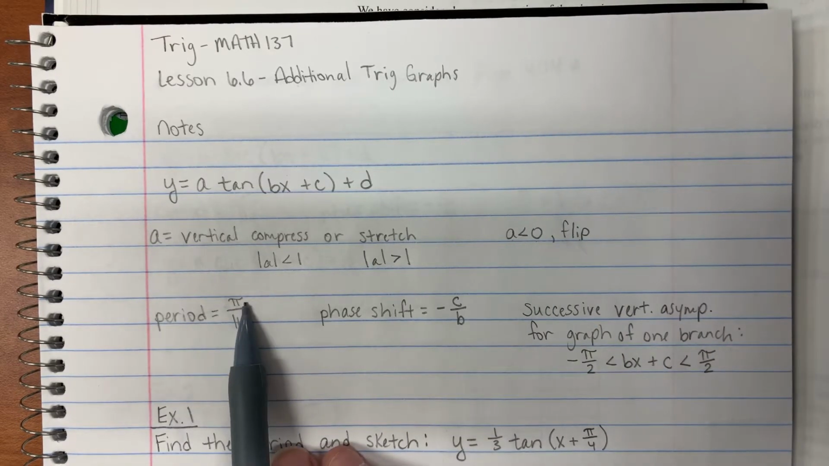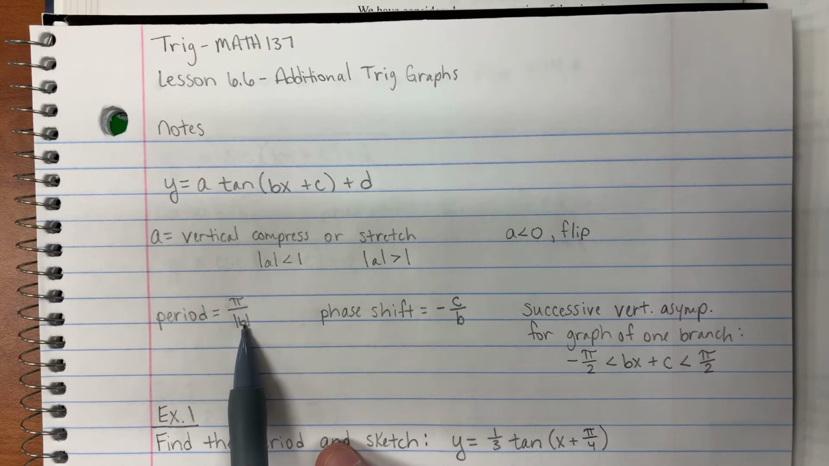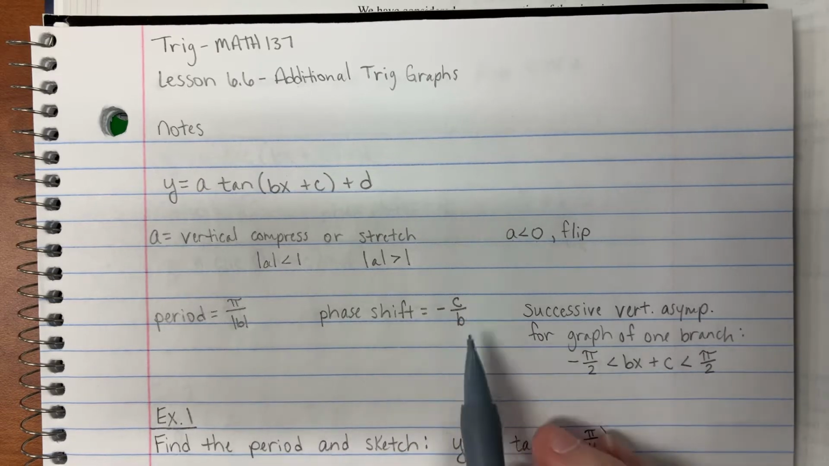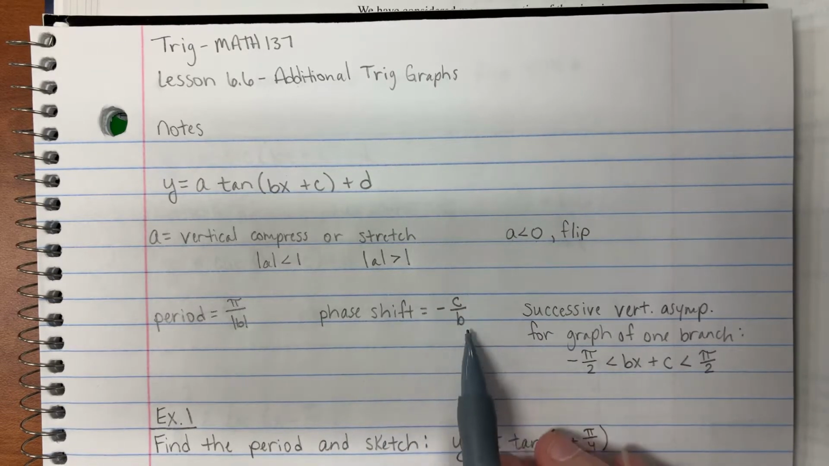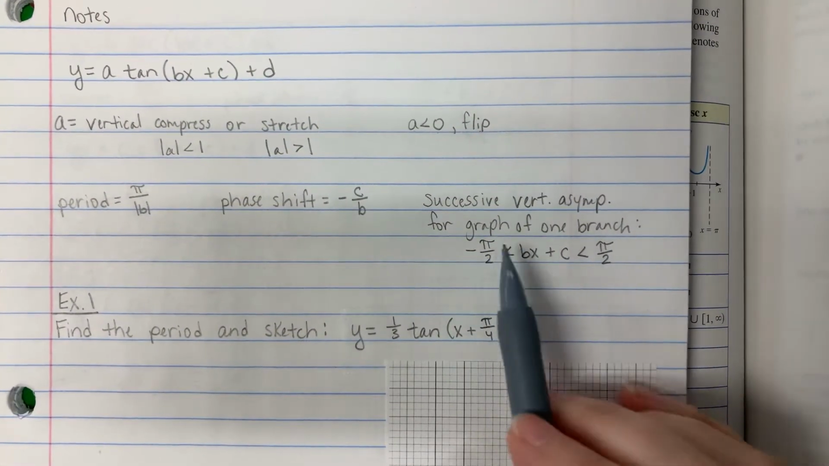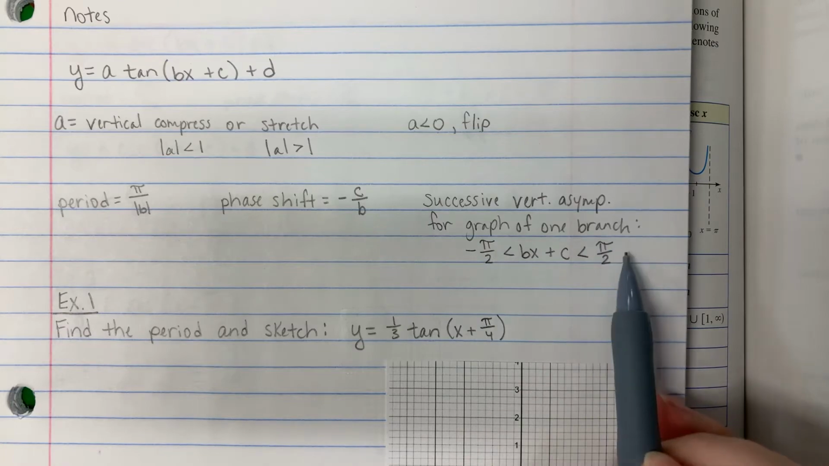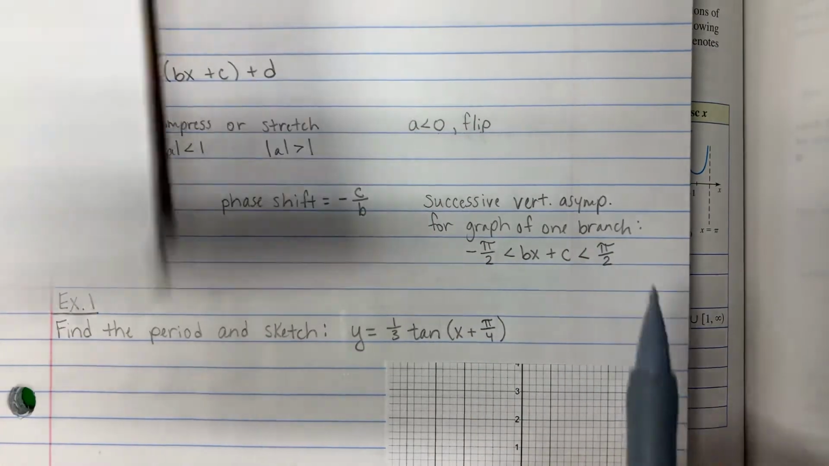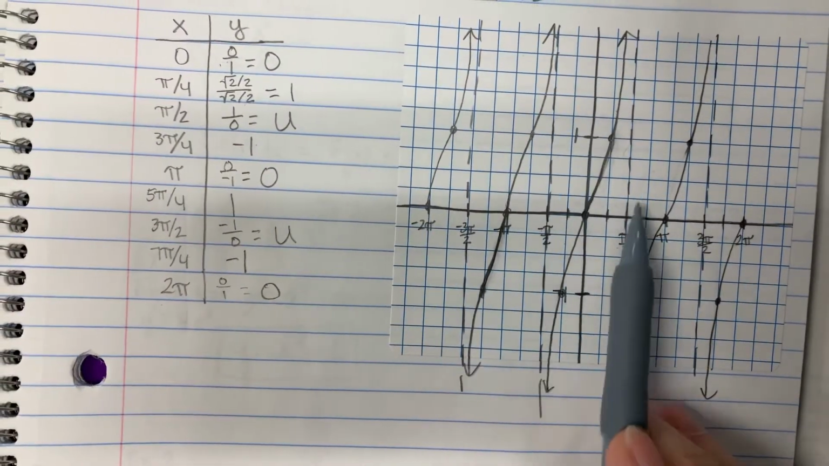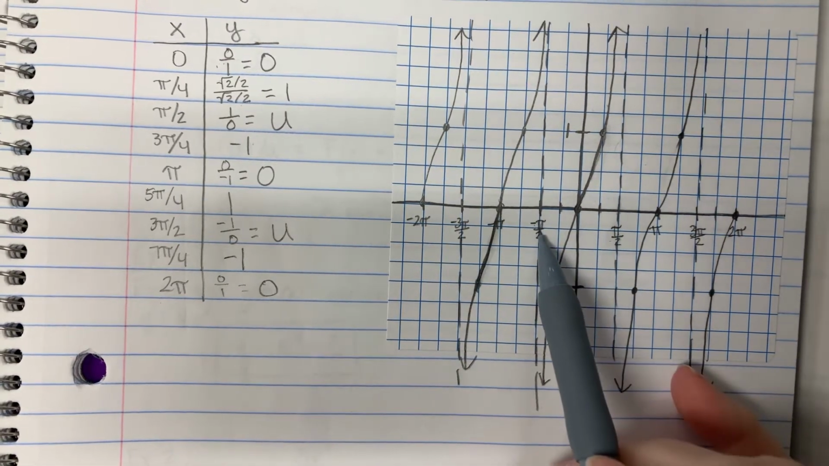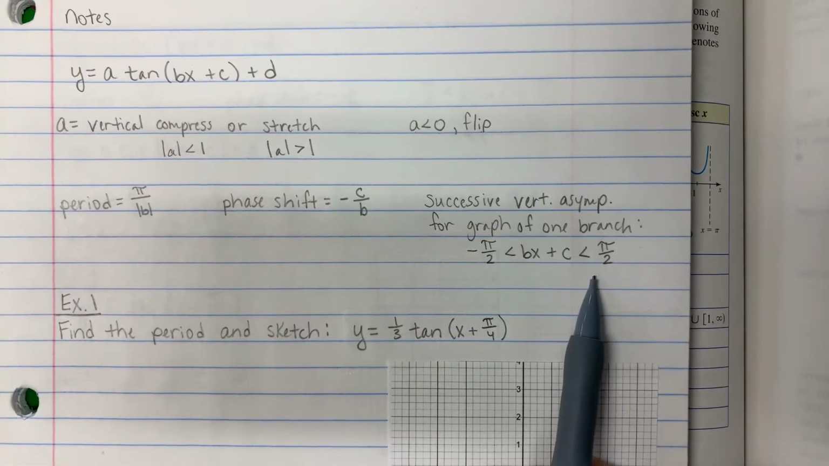Your period this time is pi over the absolute value of b. All those other ones were 2 pi over the absolute value of b, so this one's a little bit different. And then my phase shift is still my -c over b. On those other ones, we had a lot of 0 to 2 pi. This one goes from negative pi over 2 to pi over 2, because these asymptotes mark my period there. Okay, so this becomes really important in this problem.